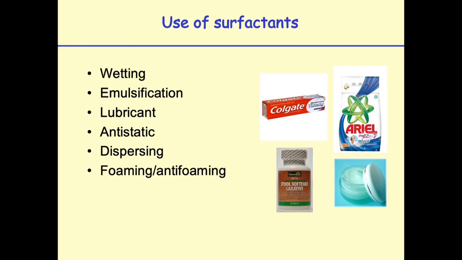They can be used for things like anti-static systems, lubricants, dispersing solids within a liquid or other phases within different phases, foams, and also anti-foaming as well. So multiple examples, and there are such a wide number of examples of surfactants that I've just put a few pictures here of surfactant-based systems.